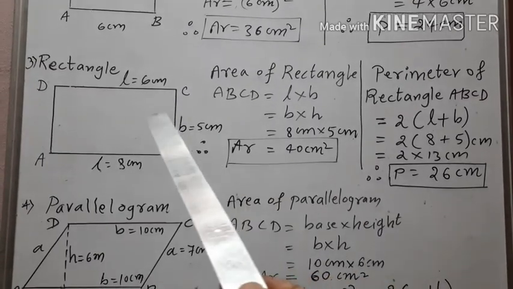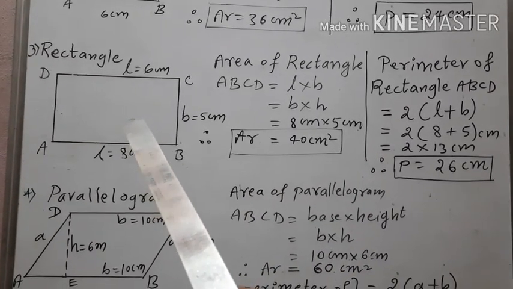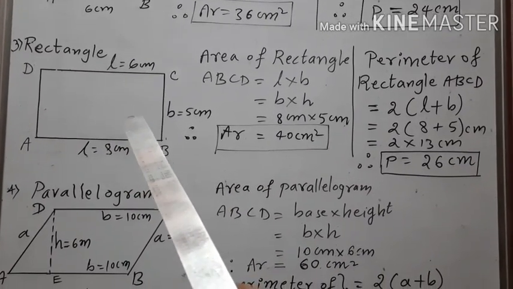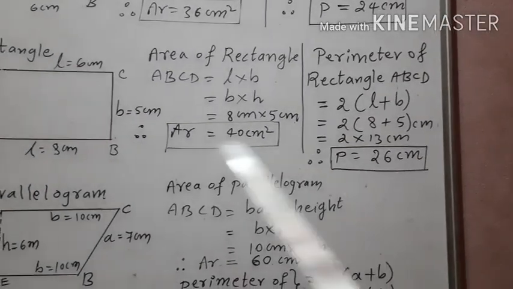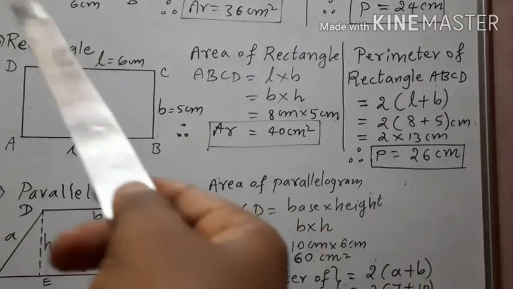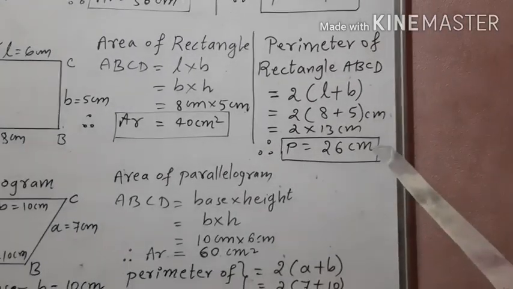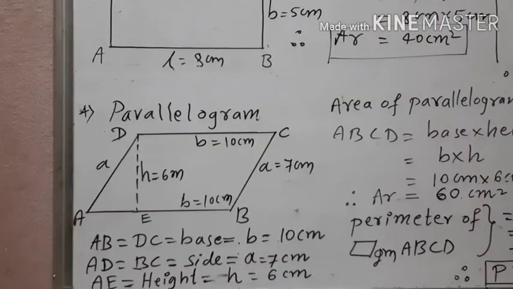How many 1 centimeter squares you can fix inside? 40 1 centimeter squares. That is its area. What is one full round? One full round length of an object, that is its perimeter.